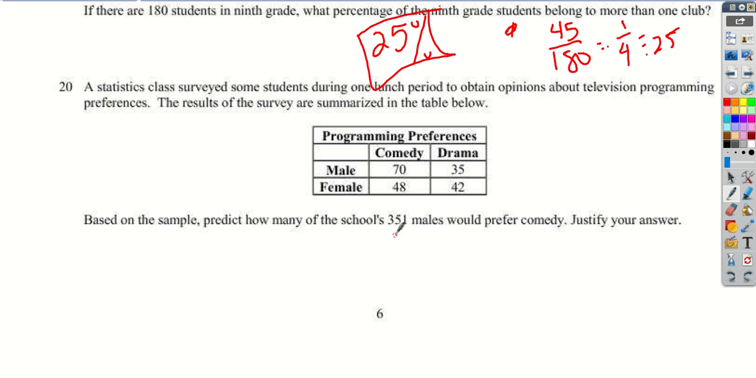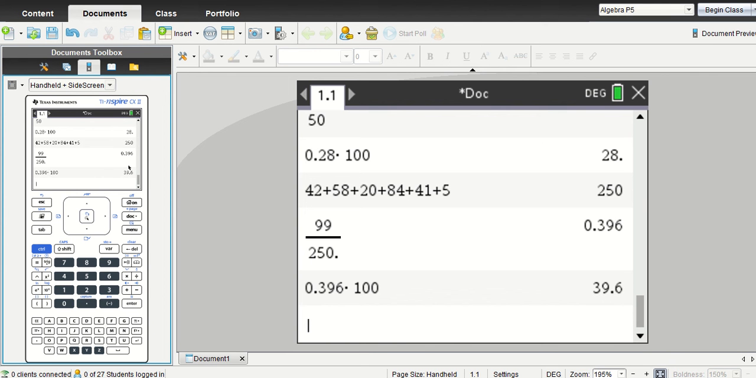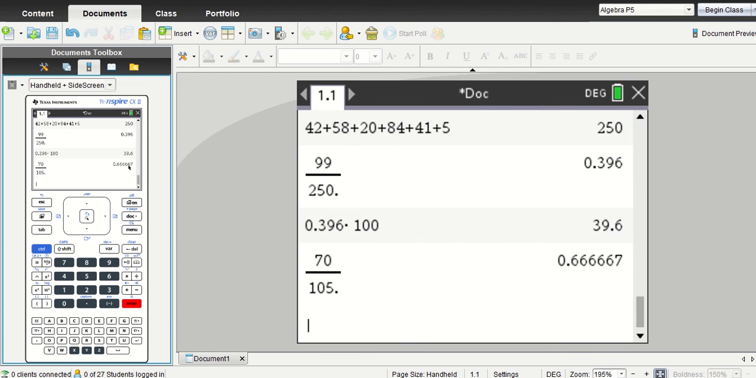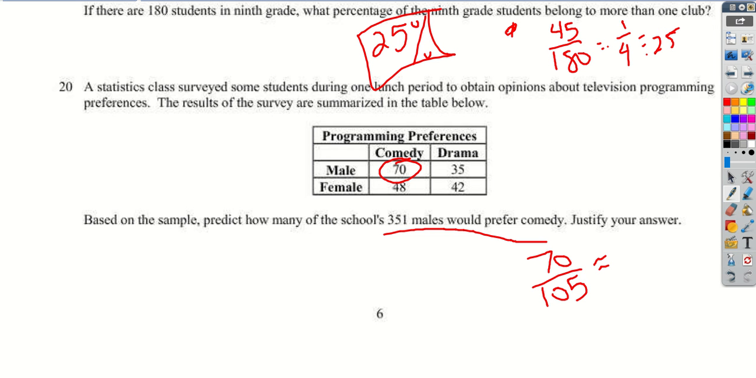Predict how many of the school's 350 males would prefer comedy. So how many prefer comedy? It's 70 out of 105. And if we wanted to, we can convert that to a decimal. 70 out of 105, so that's 0.6667, or 2/3. So we'd say about 2/3 of the males would prefer comedy.